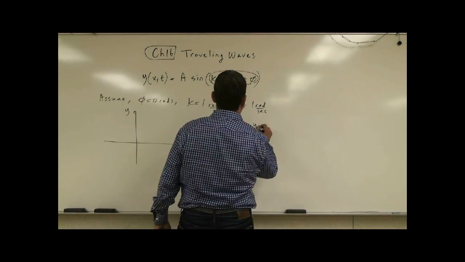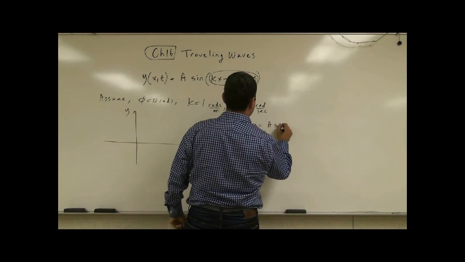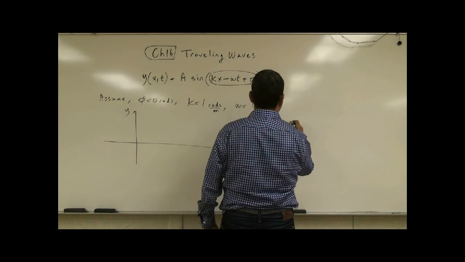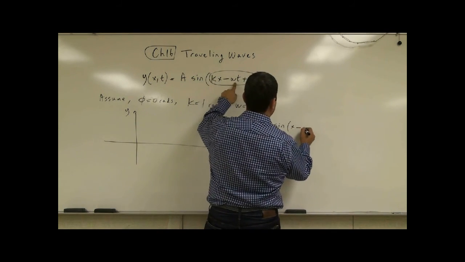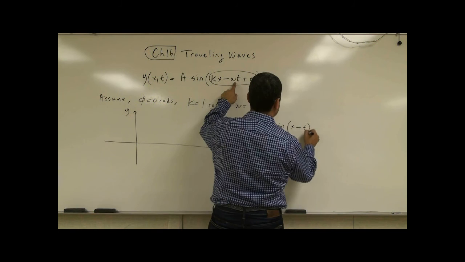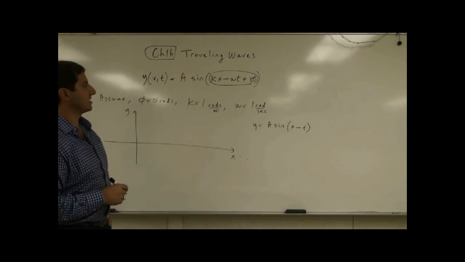So y would be equal to, its general function is y equals, since k is 1, you have x minus, and then omega is 1, t, and then the phase angle is 0, right? So you have y is sine of x minus t.